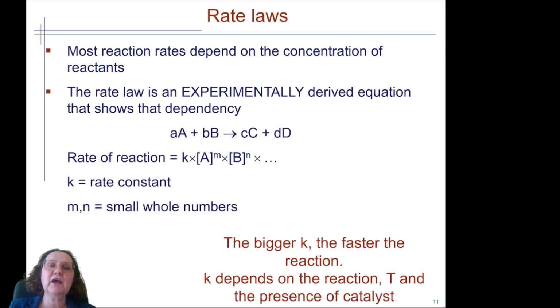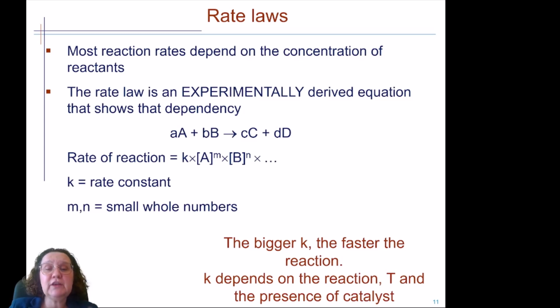So we define something called rate laws, and rate laws are equations that you determine experimentally. So they are not generated, they are not models, they are experimentally derived equations from doing that reaction with different concentrations of different reagents until you work out how the rate of that particular reaction depends on that particular reagent.